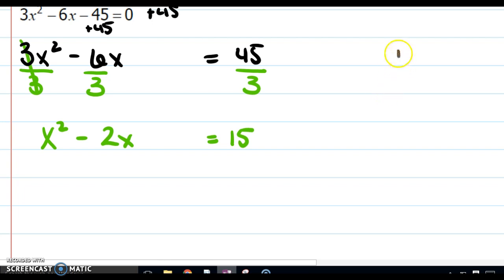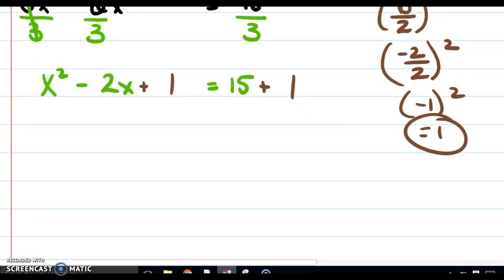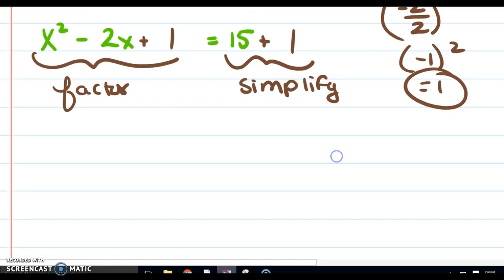We do completing the square by doing B over 2 squared, and that's the value that I added here and added here. B is -2 divided by 2 is -1 squared, which is 1. So we add 1 to both sides of the equation. Here we factor, and here we simplify. These steps are always the same. The math, obviously, the factoring, the simplifying, whether it has fractions, but the steps are always the same. Whatever problem you're working on right now, you can use these same steps.